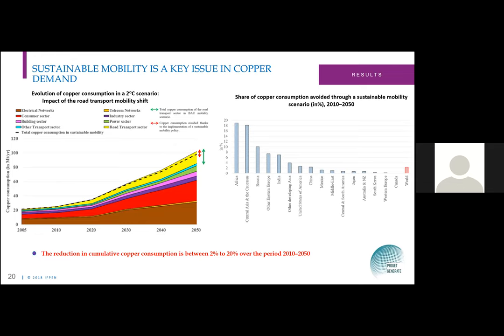We also wanted to present the impact of sustainable mobility on the copper demand. On the left, we can see the evolution of the yearly copper consumption divided by sector. We can see in yellow the part of the road transport sector, and the arrow in green represents the total copper consumption of road transport. We just consider the business as usual mobility here. And in red, when implementing the mobility shift, we are seeing a decrease, shown here with a dot below.